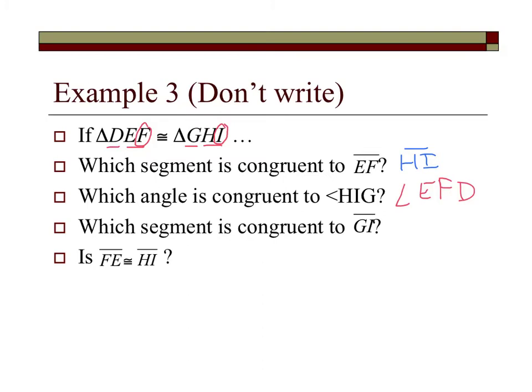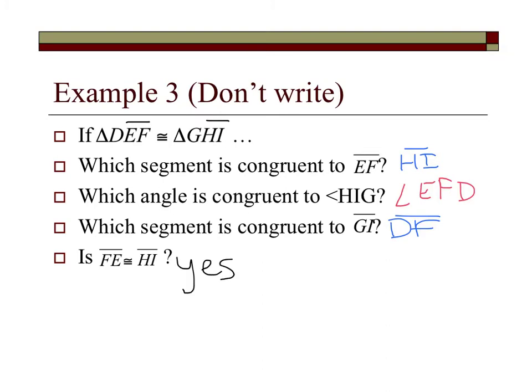Which segment is congruent to GI? Well, let's see here. GI. If I have GI, those are the first and last. Same will be here. D and F. So segment DF. And is FE congruent to HI? Let's see here. Is FE congruent to HI? Well, EF, FE, that's the same thing, right? So yes.